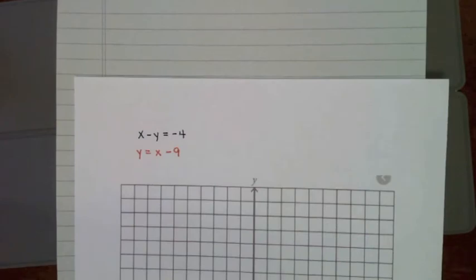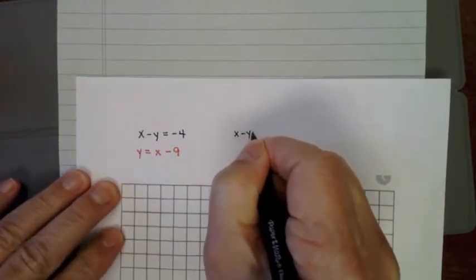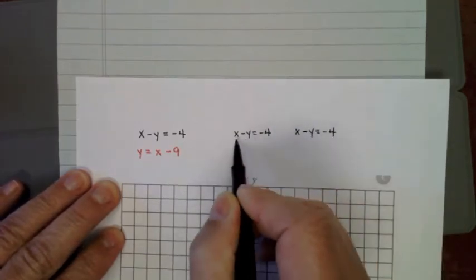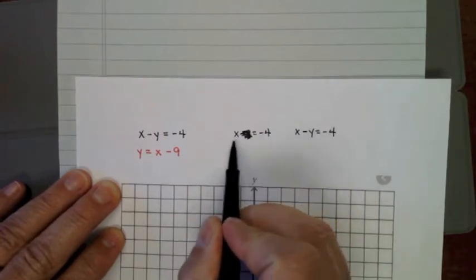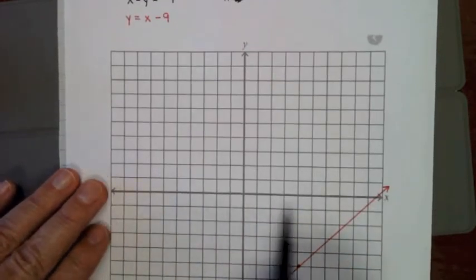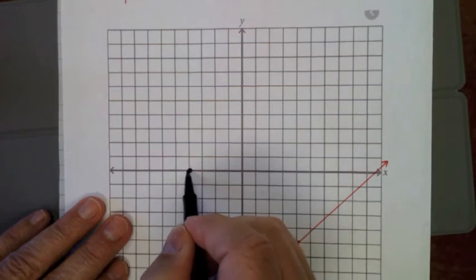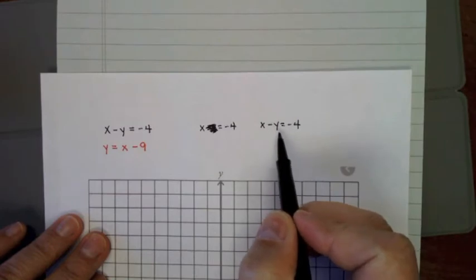Now I'm going to graph the black line. Well, what form is the black line in? It's in standard form. How do you graph something in standard form? You use the x and y intercepts. So I write it twice. To find the x-intercept, I don't need the y. Looks like my x-intercept is negative 4. So this is my x-axis. I go back 4. 1, 2, 3, 4. There's my first point.